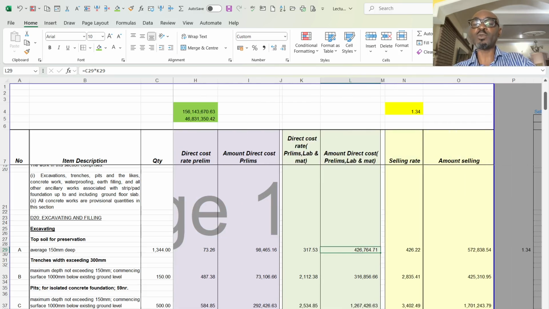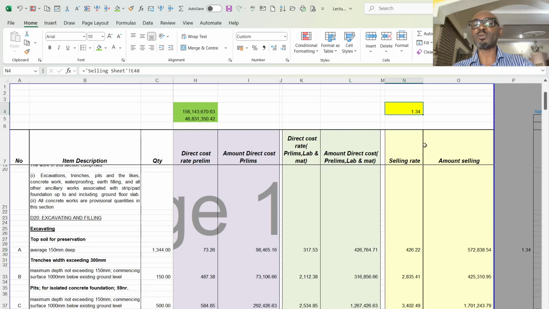Then I came to this portion. Now I needed to sell, because this 426 million is what is going to take me to execute the job, including my prelims. So I needed to sell to the client. So I needed to capture my overhead and my profit.